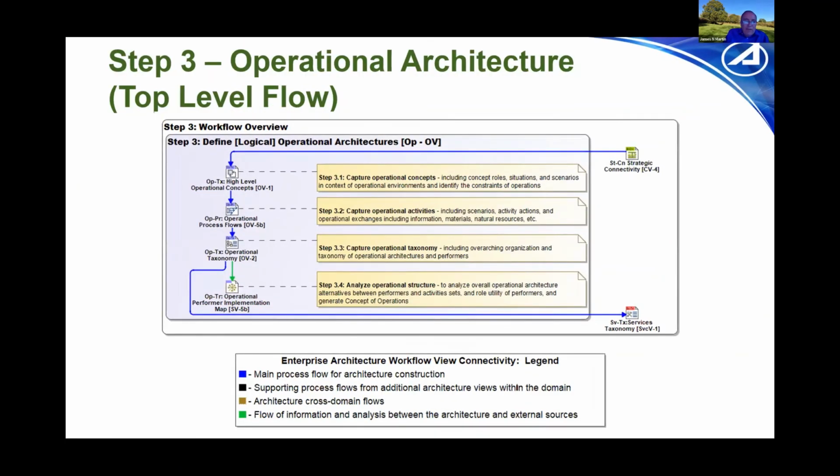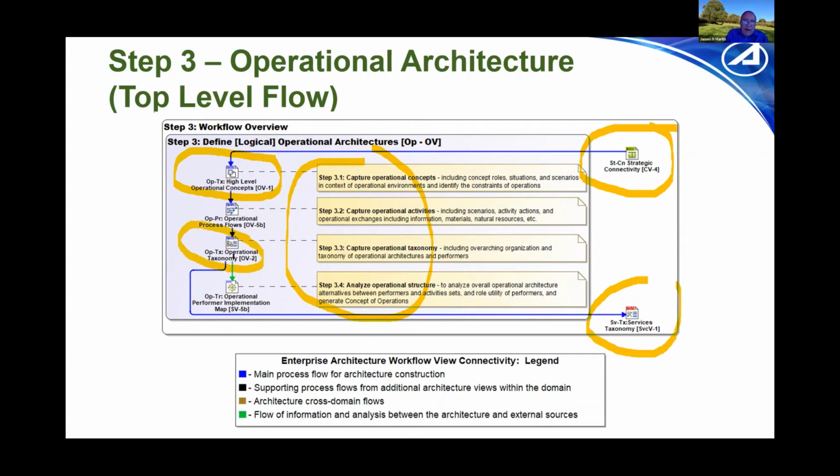So looking at the top level workflow, we can see here are the 4 steps we saw before. And for each of the steps, it corresponds to one of the UAF views for that step. But notice there's also some views outside this step. So this strategic connectivity view is created in a prior step, but it's used to inform the high-level operational concept. The operational taxonomy defines the operational performers, which informs the service kinds. In other words, the kinds of services in your services taxonomy.